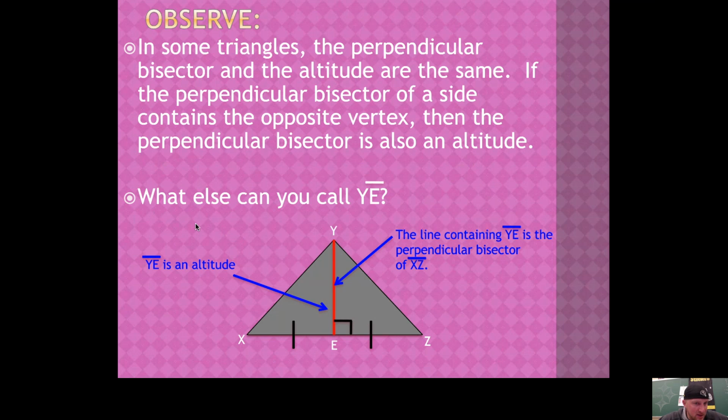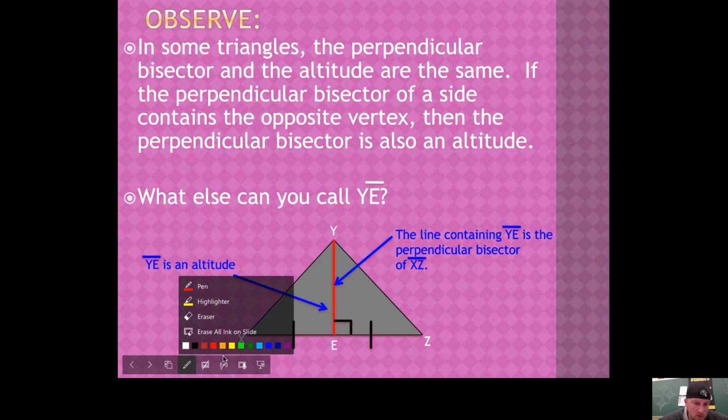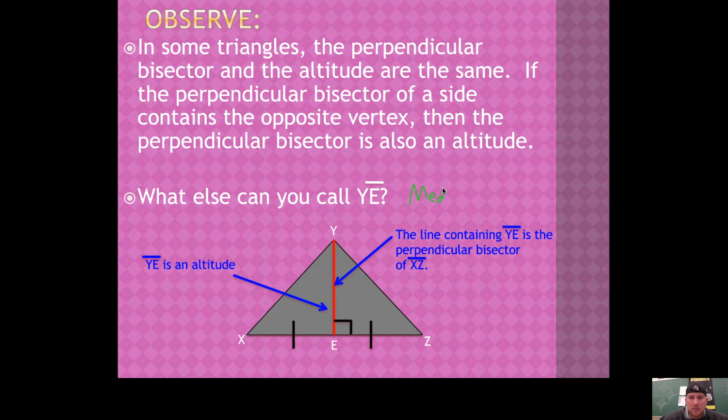Well, let's look at this again. What else can you call that segment YE? It touches a midpoint and it touches the opposite vertex. What do you call those segments? That would be a median.